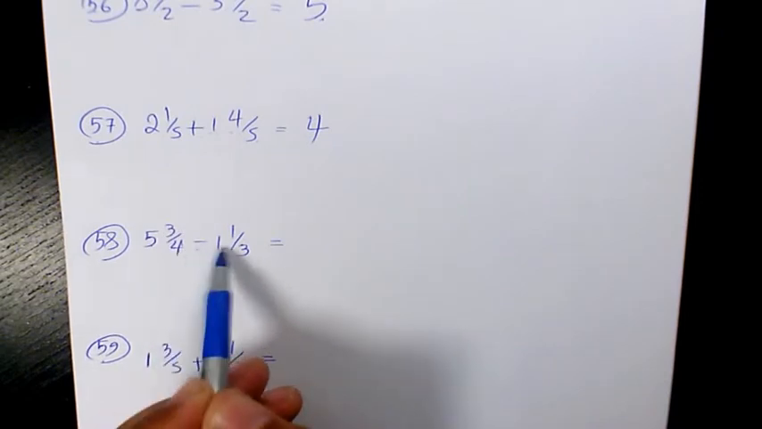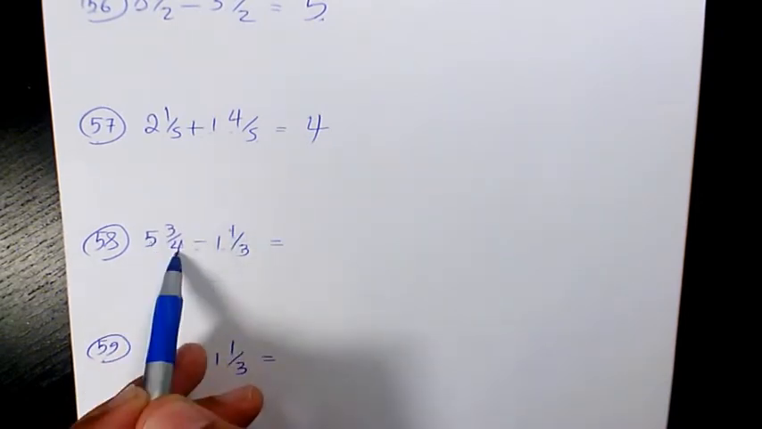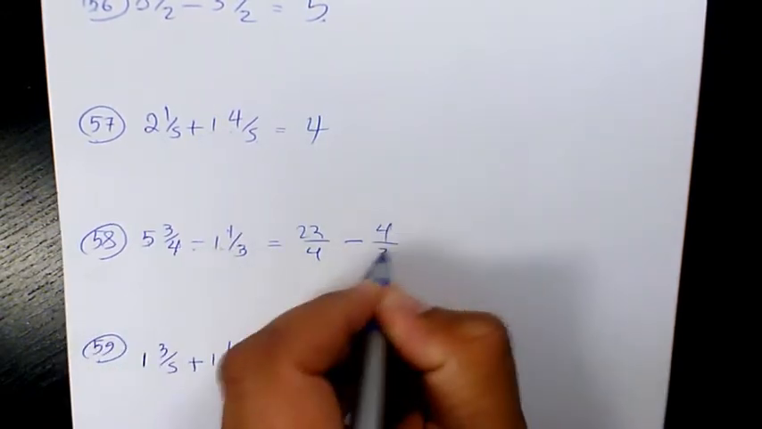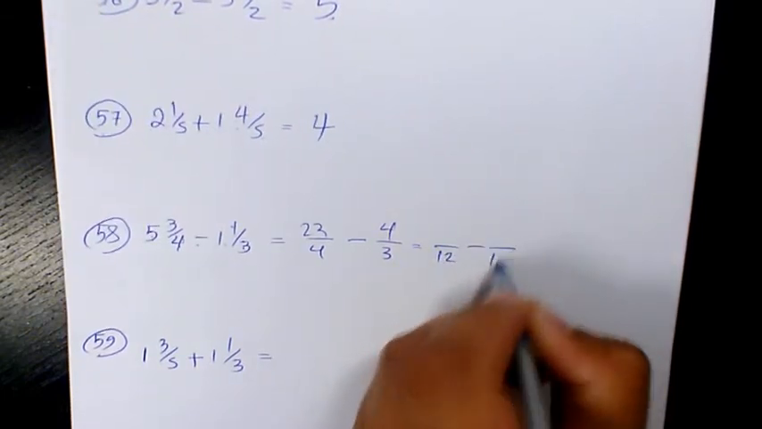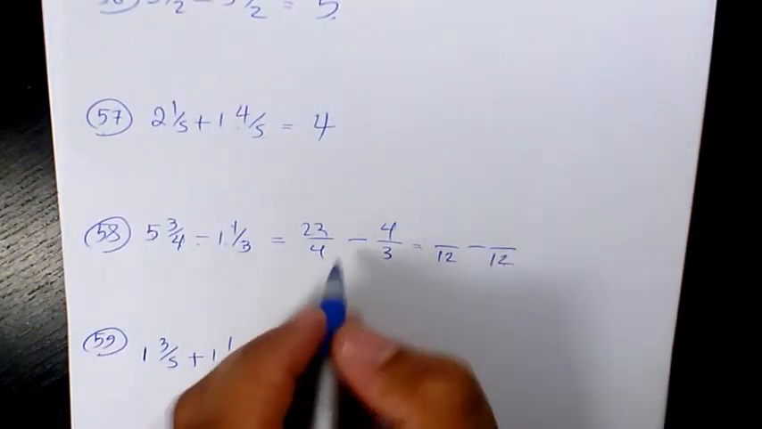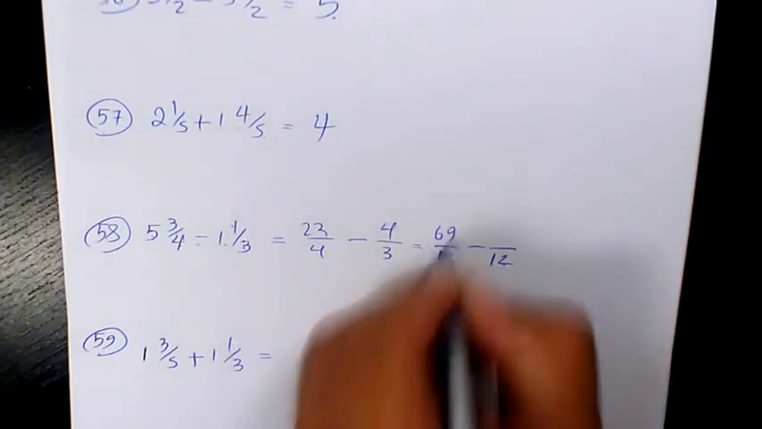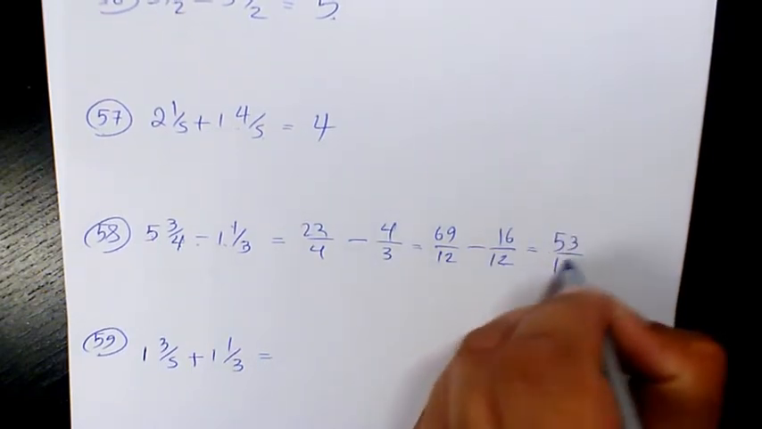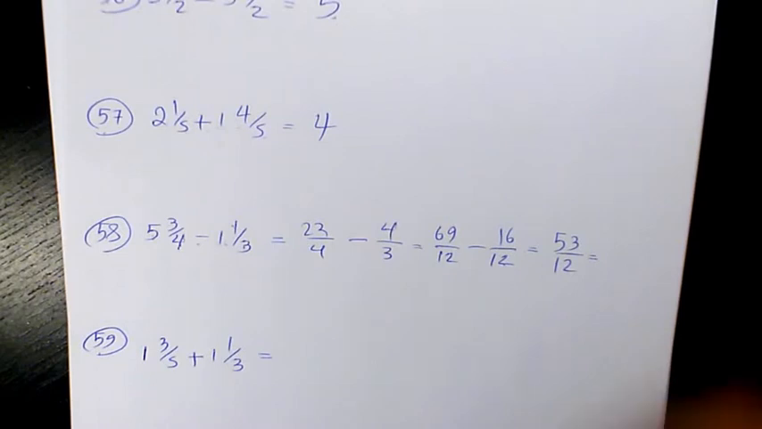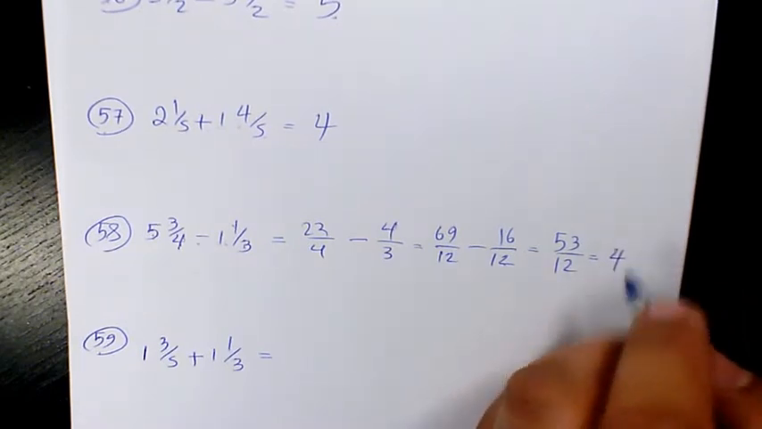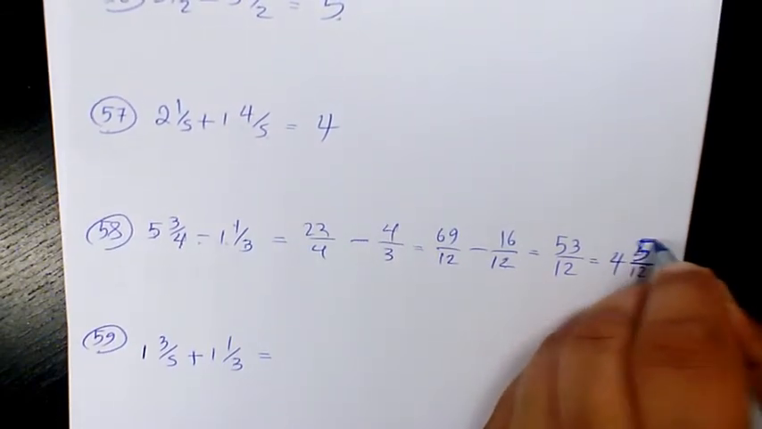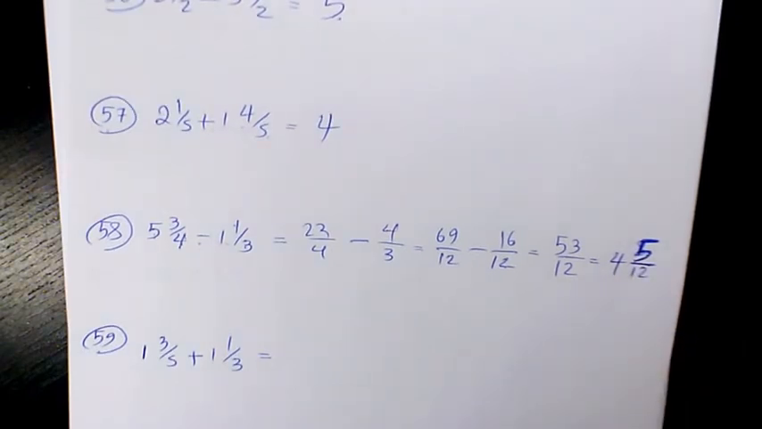5, 3 over 4 minus 1, 1 over 3. 5 times 4, 20, plus 3 is going to be 23 over 4. Minus 1 times 3, 3 plus 1 is going to be 4 over 3. Common denominator, 12. 3 times 23 is going to be 69. 4 times 4, 16. That's going to be 53 over 12. That's going to be 4, 5 over 12. That's 4 times 12 plus 5 is going to be 53.